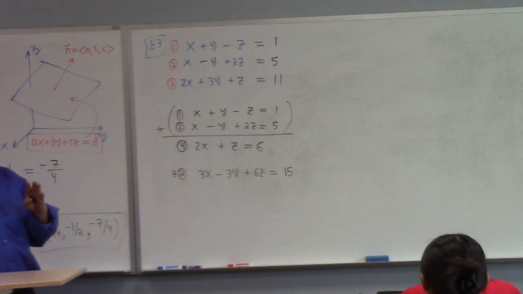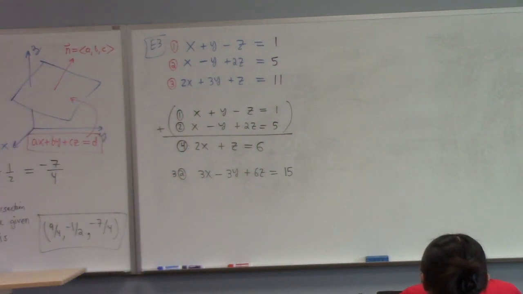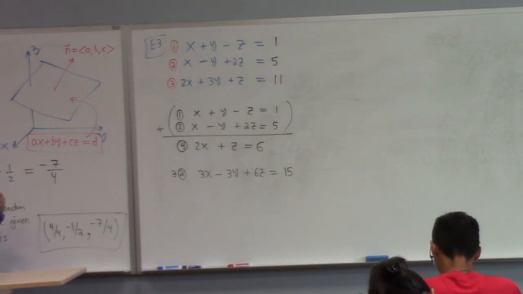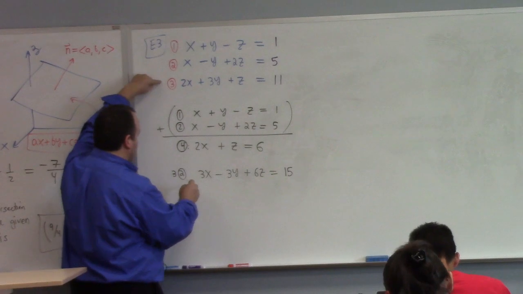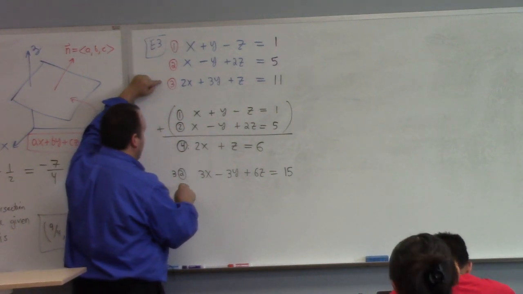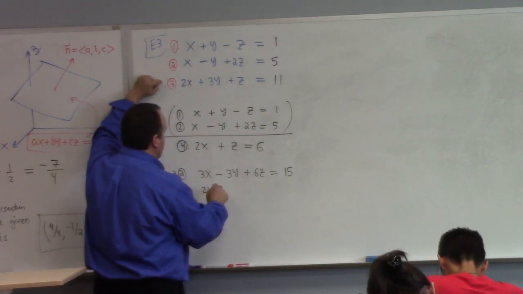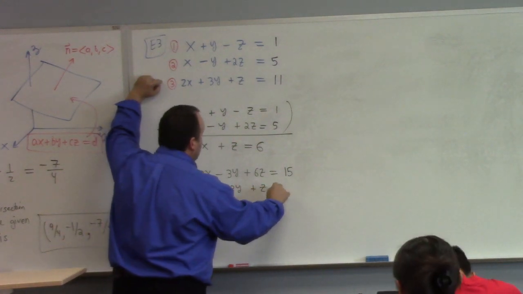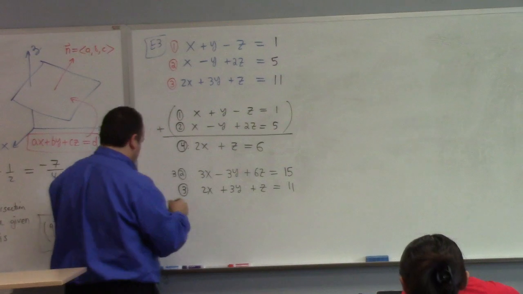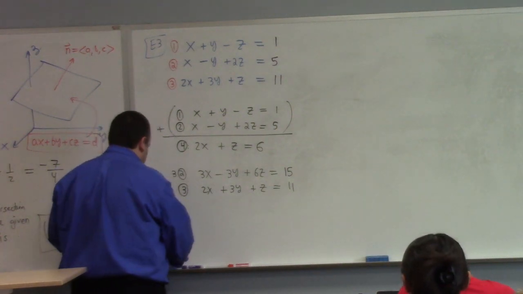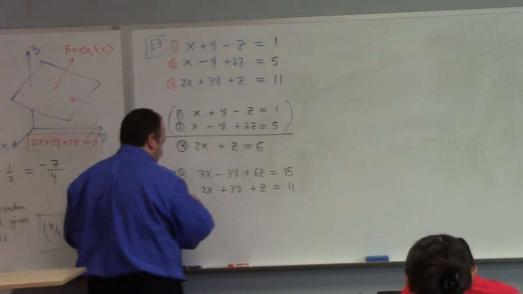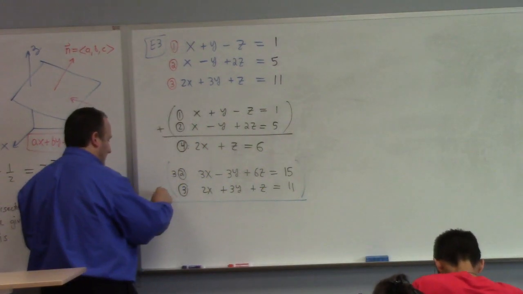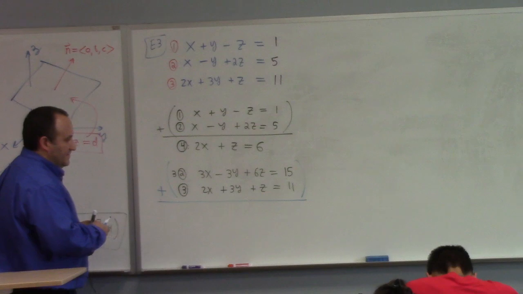The reason that was suggested by one of your peers is because he knew that it would make the 3y cancel. If we look at equation 3, equation 3 is 2x plus 3y plus z equals 11. The whole reason for multiplying equation 2 by 3 was to make these match up in the y. Now we add these, right? We add these, and what do we get?